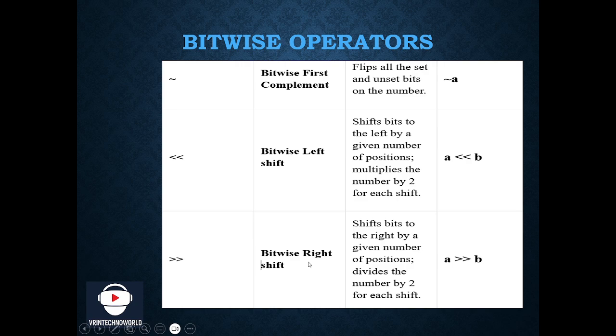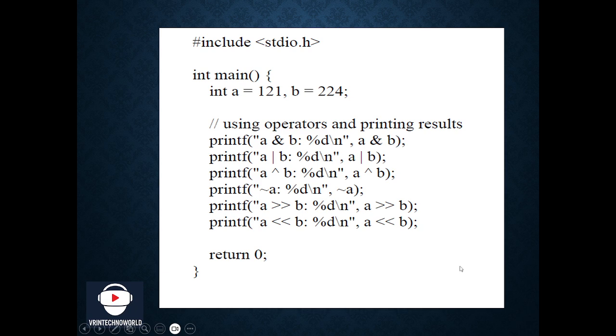Then we have the bitwise right shift as well. In this case, it takes two numbers first, then right shifts the bits of the first operand, and the second operand decides the number of places to shift. So this is how our bitwise operators work. Now, everyone, try to write this program.